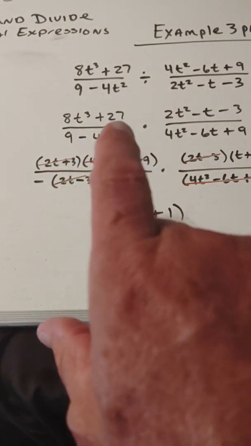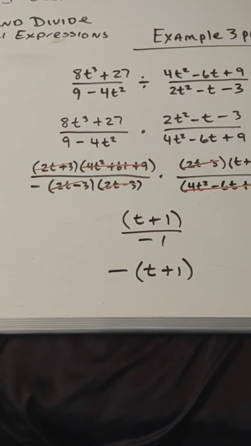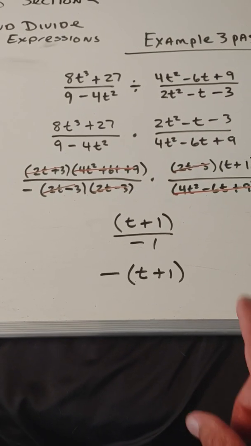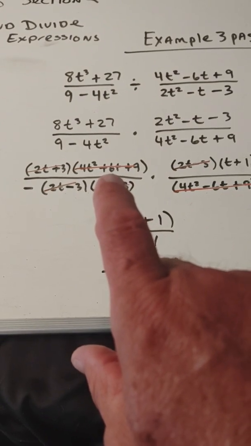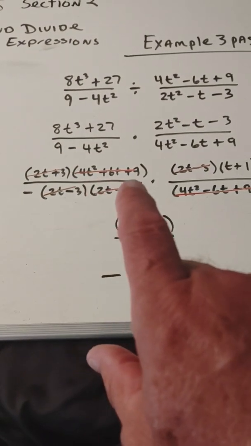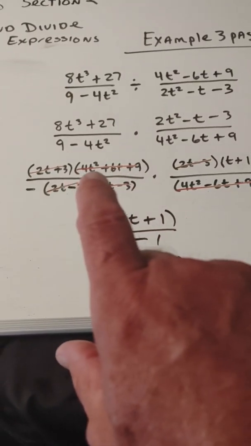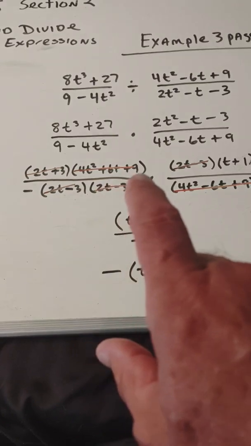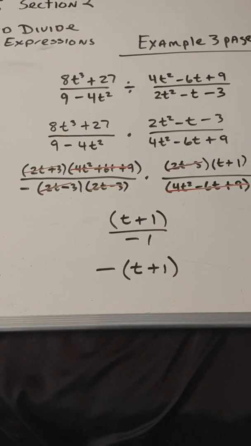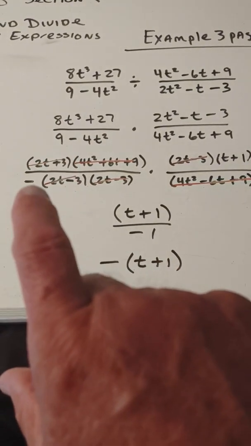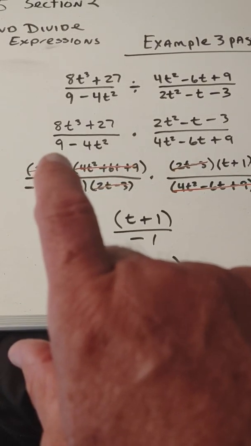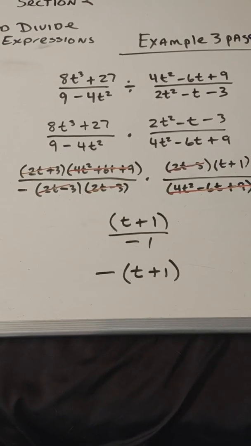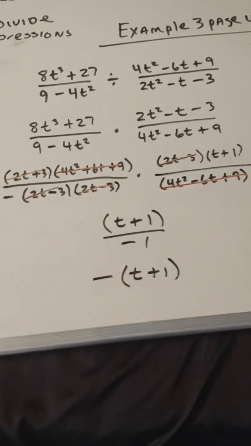So this is a sum of cubes, so it becomes 2t plus 3 times 4t squared minus 6t plus 9. Make sure you understand that in difference and sum of cubes, this trinomial here is non-factorable. Whenever you factor a difference or sum of cubes, the trinomial you factor it into is non-factorable. The bottom I multiply by a negative, so it became 4t squared minus 9, which is a difference of squares, so it becomes 2t minus 3 times 2t plus 3.